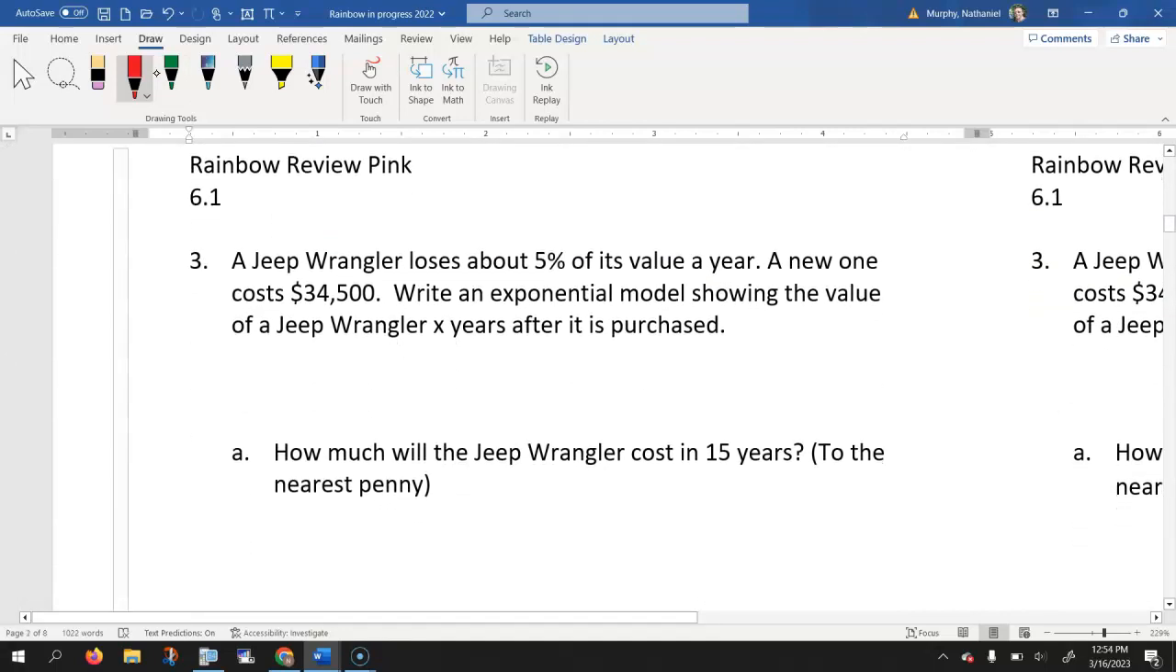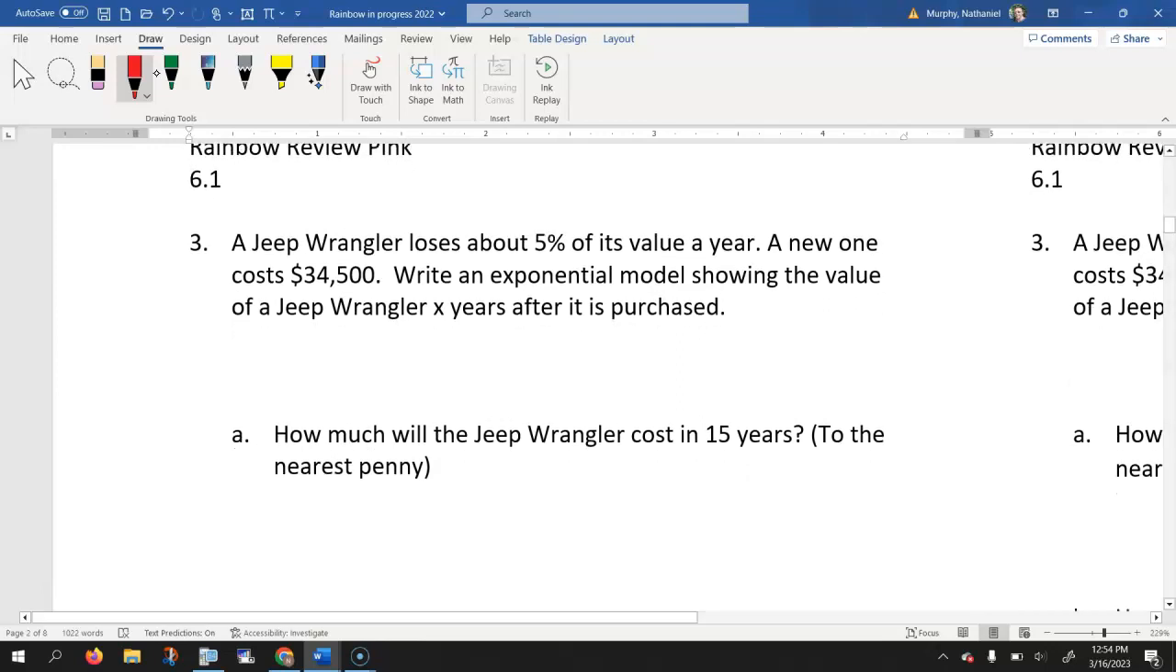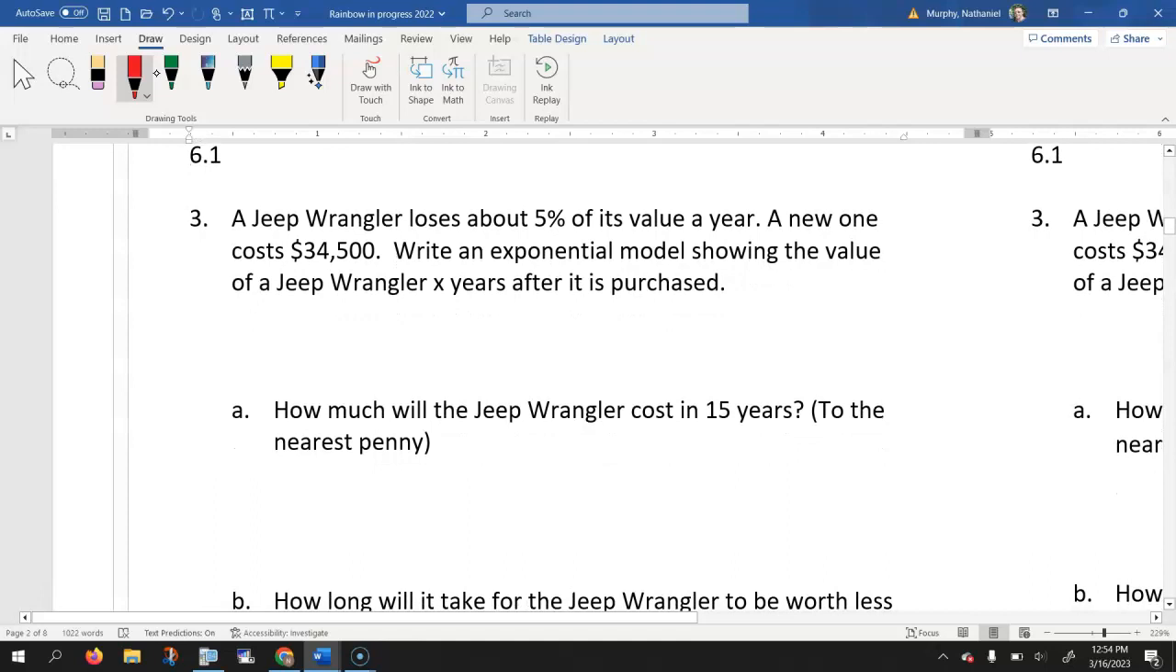All right, let's look at number 3, which is the back side of that pink review. It says a Jeep Wrangler loses about 5% of its value a year. Now let's just stop there for a second. It's losing 5%. Now our rate as a decimal is 0.05. So remember, if we're losing value, we would subtract that decimal, 0.05, from 1. If it was gaining value, we would add it to 1.